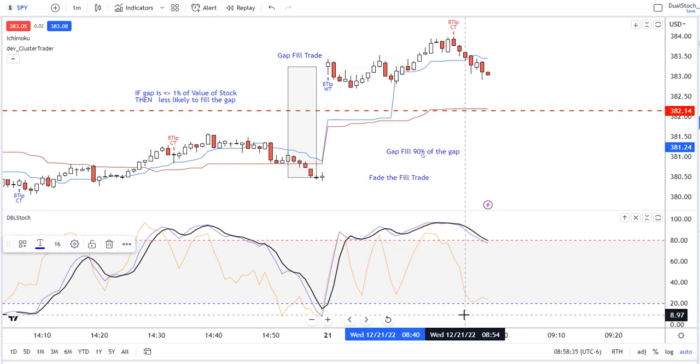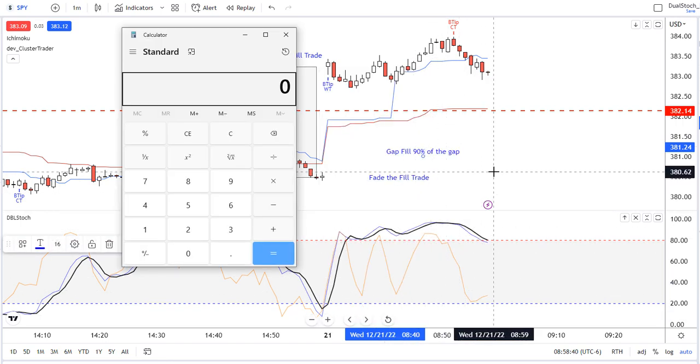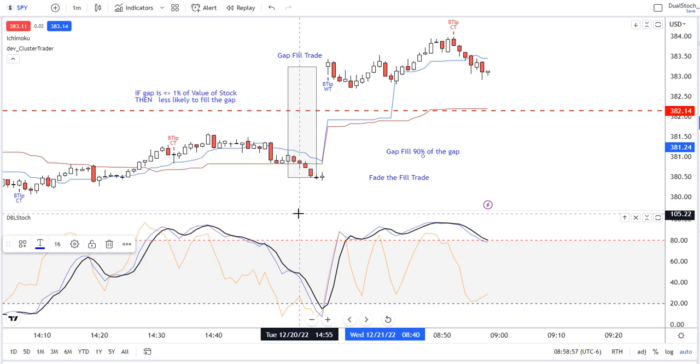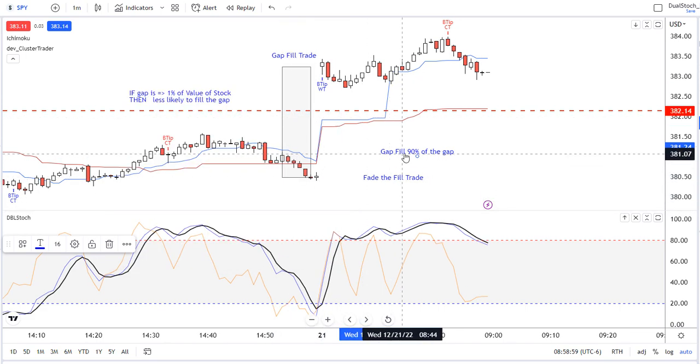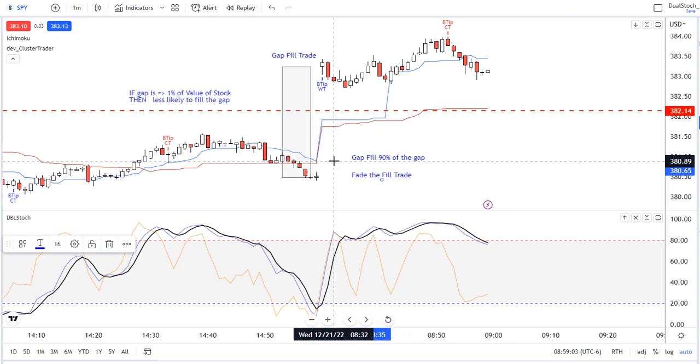Okay, so what does that mean? We said that the value of the gap was $2.71. So we take $2.71, multiply it times 0.9. So if it came down $2.43, we would consider the gap to be filled. That's 90% of the size of the gap. Okay? And then at that area, we would look for a reversal trade. We would want to fade the fill.